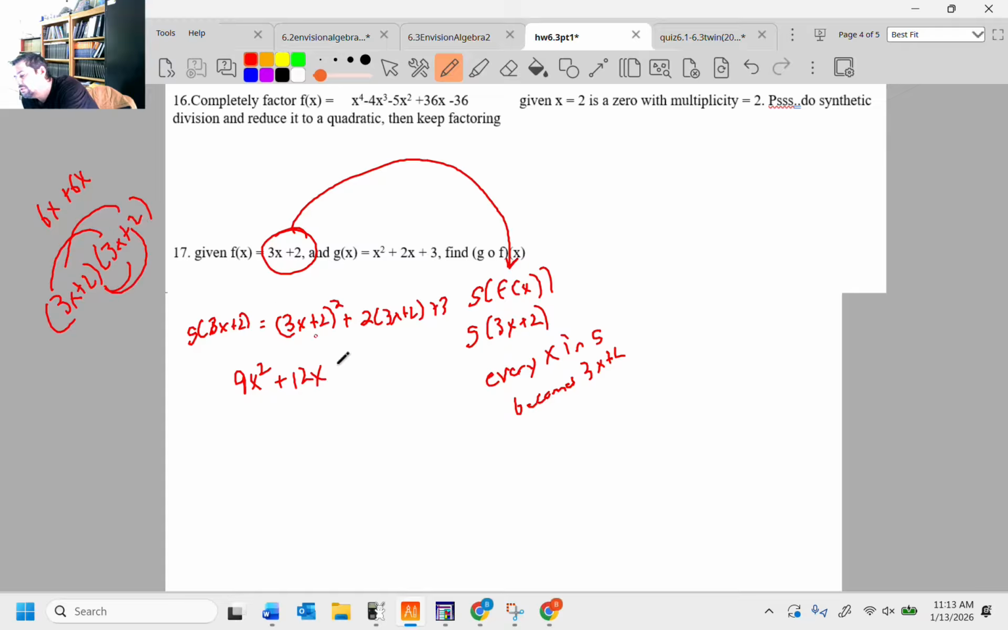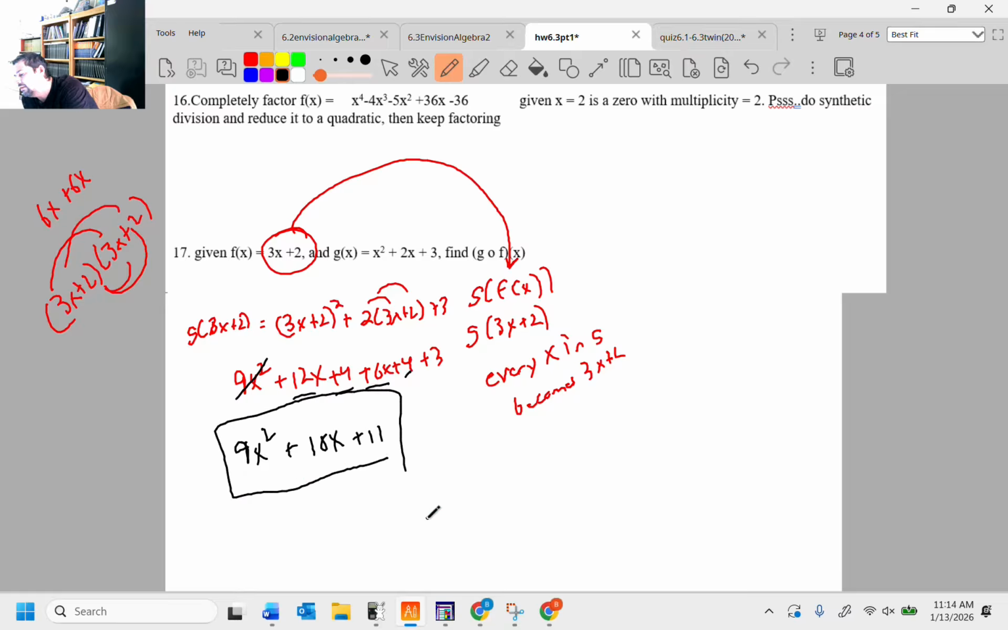And then 2 times 2 is 4. Hit it with a distributive property, plus 6x plus 4. And don't forget about the plus 3 at the end. Combine all of your like terms. There are 9x squareds. We have a 12x and a 6x. Last I checked, that was 18x. 4 and 4 makes 8. Add 3, we're sitting pretty at 11. And that is G composed of F composed of X.